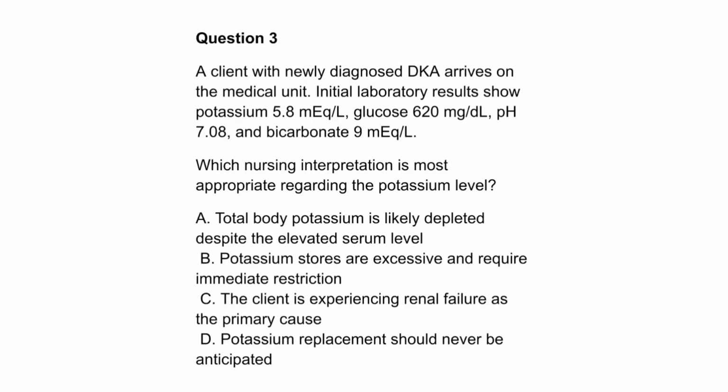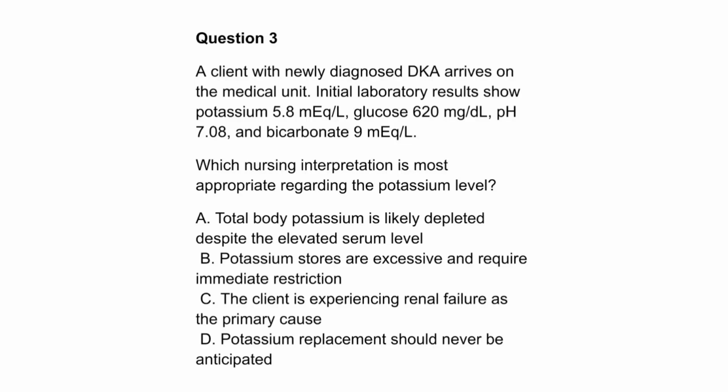Question 3. A client with newly diagnosed DKA arrives on the medical unit. Initial laboratory results show potassium 5.8 milliequivalent/L, glucose 620 mg per deciliter, pH 7.08, and bicarbonate 9 milliequivalent/L. Which nursing interpretation is most appropriate regarding the potassium level?